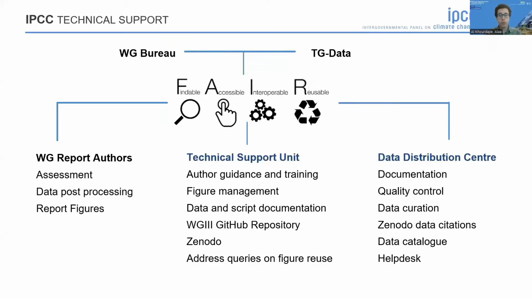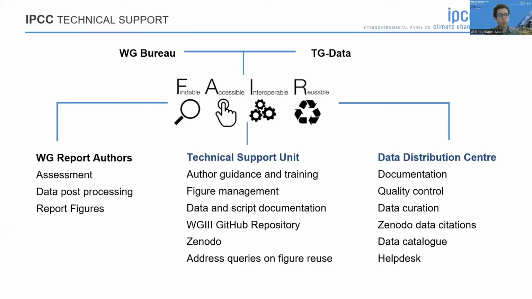As you well know, in addition to undertaking the assessment, our authors also produce data and figures to support the assessment. To give you an idea, in the Working Group 3 AR6 report, we have around 320 figures. The role of the technical support unit is to provide guidance and training to the authors, as well as figure and data management. We are also in the process of producing a GitHub repository that includes the underlying data of our SPM and technical summary figures and some of their input data.